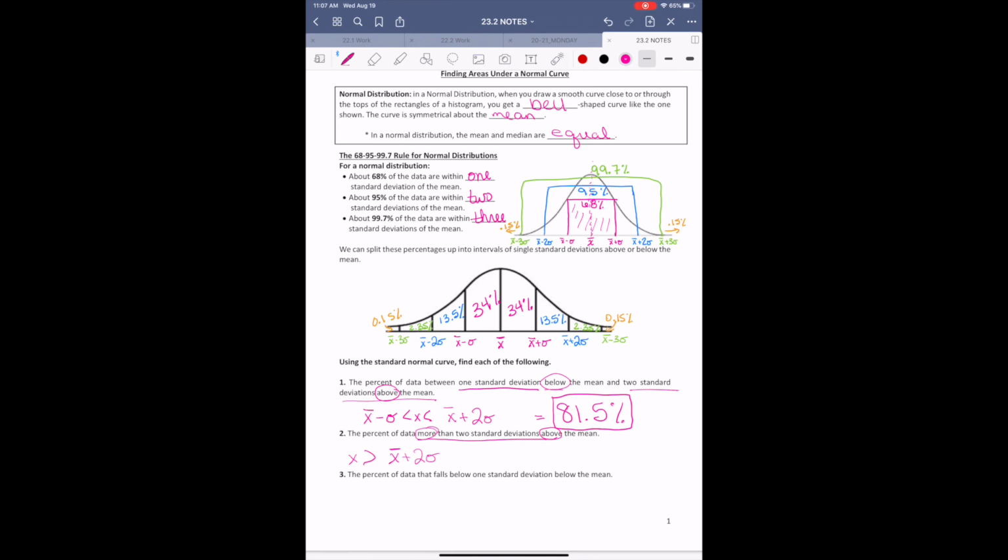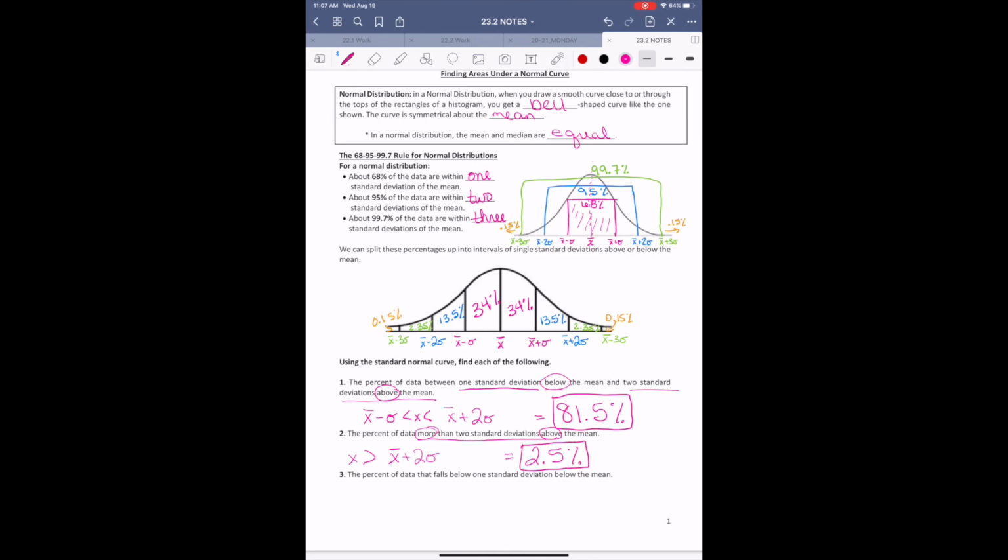Okay, so look at your bell curve. 2 standard deviations above the mean. Here's my 2 standard deviations above the mean. Everything to the right. Well, what's 2.35% plus 0.15%? You get a total of 2.5%.